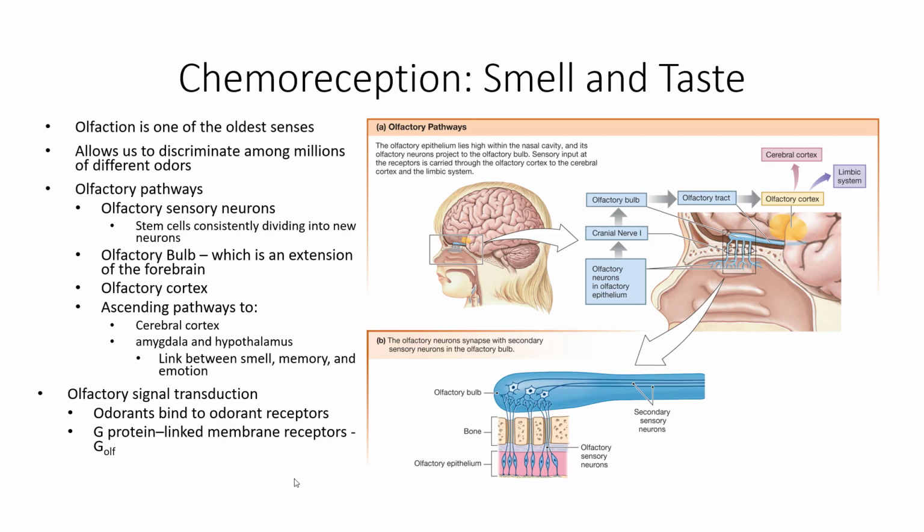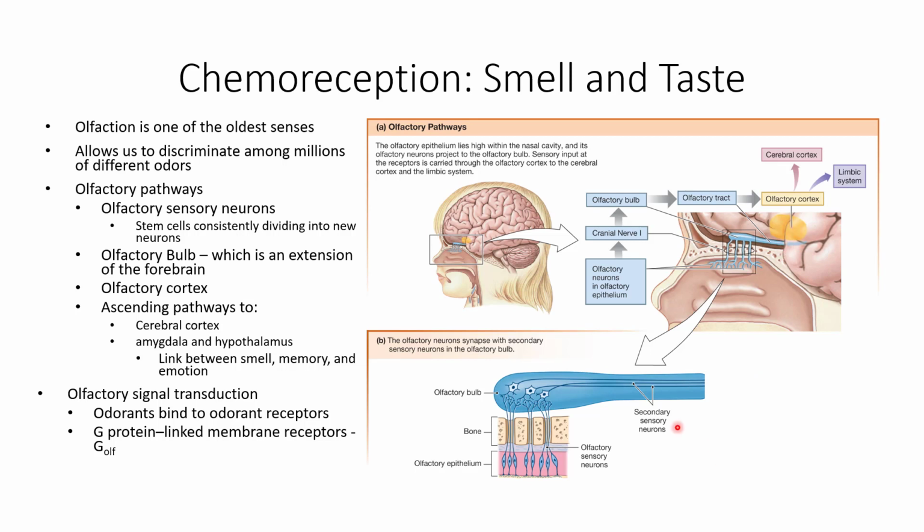So we use olfaction to discriminate amongst millions and millions of different odors. And these pathways are such that we have sensory neurons embedded in our olfactory epithelium, in our nasal passages. These sensory neurons will then pass through the skull to the olfactory bulb, which is really just an extension of the forebrain. From that olfactory bulb, we synapse onto secondary neurons that lead to the olfactory tract, that move us to the olfactory cortex.